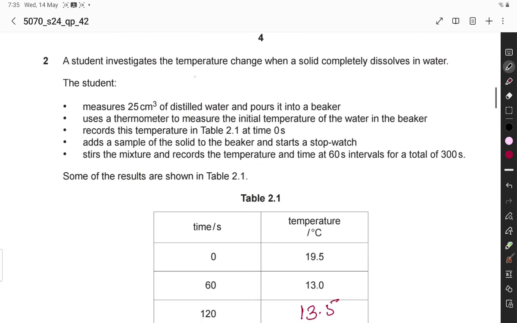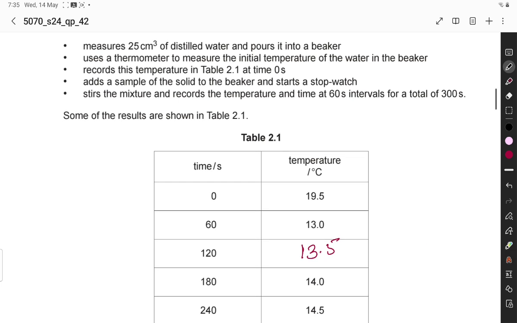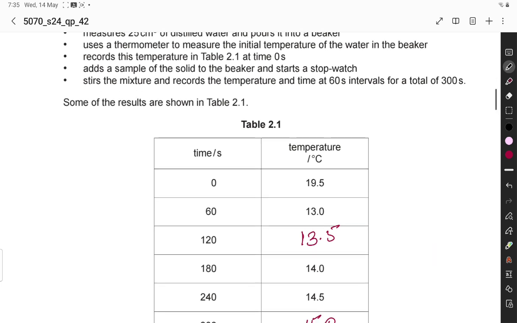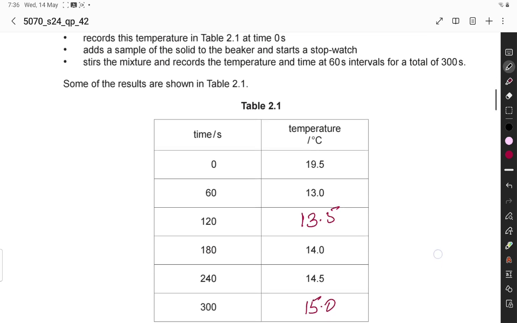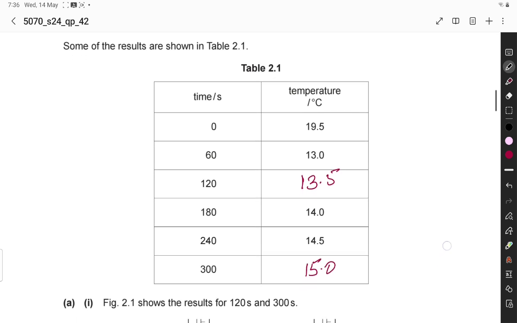Question number 2. A student investigates the temperature change when a solid completely dissolves in water. The student measures 25 cm³ of distilled water and pours it into a beaker, uses a thermometer to measure the initial temperature of the water, and records this temperature in table 2.1 at time 0 seconds. A sample of the solid is added to the beaker and a stopwatch is started. The student stirs the mixture and records the temperature and time at 60-second intervals for a total of 300 seconds. Some of the results are shown.